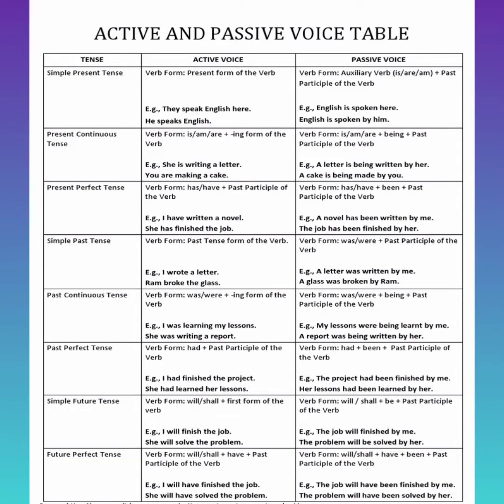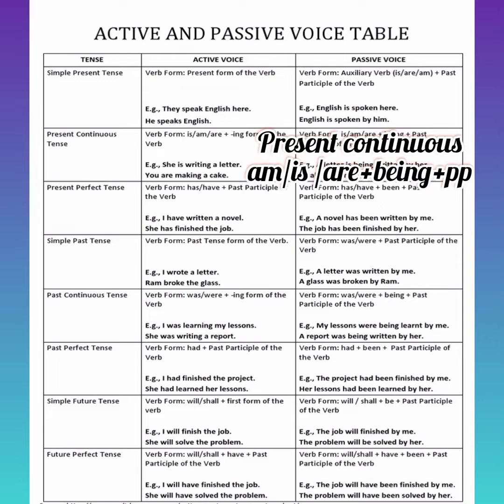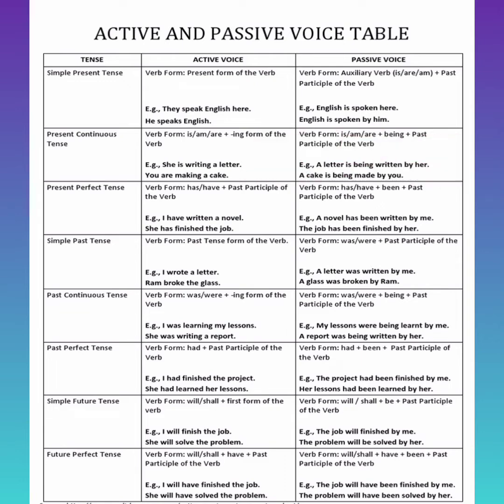So here let's have a look at this. Simple present tense. We know that the verb is in the simple present tense form. For example, he speaks English or they speak English. So the formula or format used here is auxiliary verb, whatever it is, am, is, are, plus the past participle of the verb. In the same way, in present continuous, we all know it is am, is, are plus the ing form. So when you are converting that, you need to use am, is, are plus being plus past participle. Whenever you convert from active to passive, you have to use the past participle of the verb.